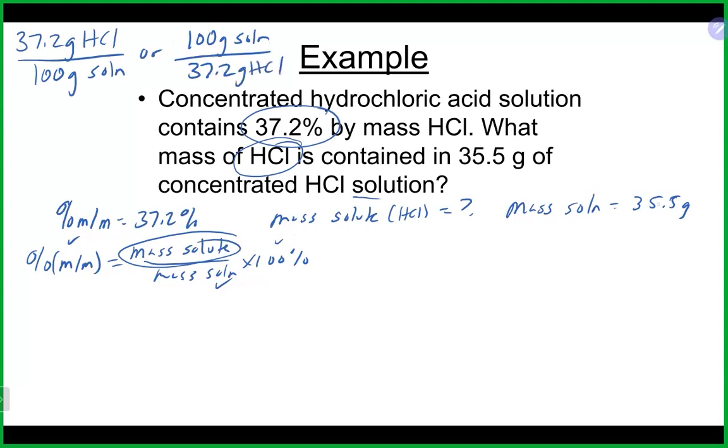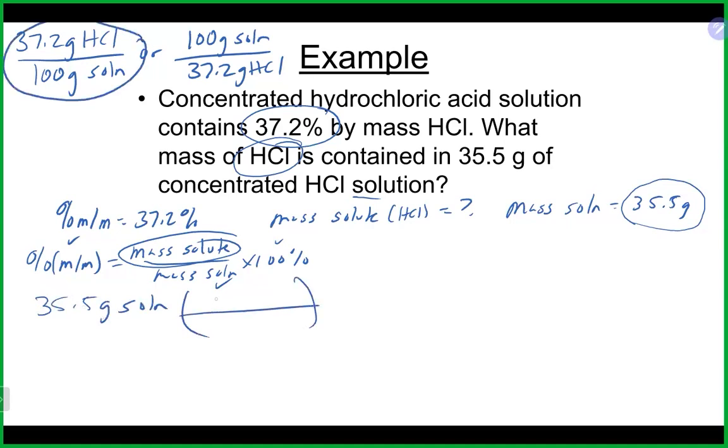So if you don't want to remember the formula, you could just take a more dimensional analysis sort of approach to it, which is, I know I have 35.5 grams of solution. Remember that opposites cancel, which means I do need solution on the bottom, which would be that guy right there. 37.2 grams of HCl divided by 100 grams of solution. The grams of solution will cancel, and we'll have 35.5 times 37.2 divided by 100. Going to give us 13.2 grams of HCl.